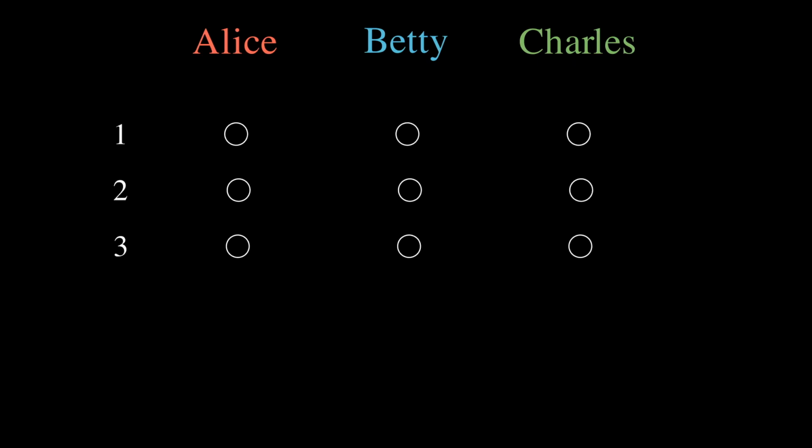Let's say we have an election in a small town, and these are the candidates: Alice, Betty, and Charles. Voters are given ballots where they can rank their favorite candidate down to their least favorite candidate. This ballot, for example, ranks Alice first, Charles second, and Betty third. Likewise, this ballot ranks Betty first, Alice second, and Charles third.